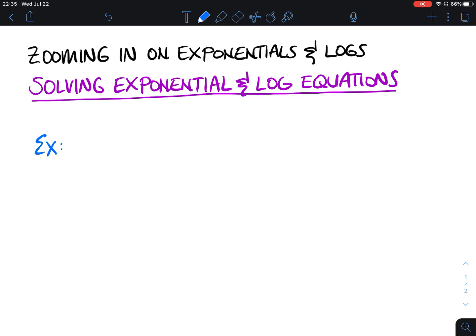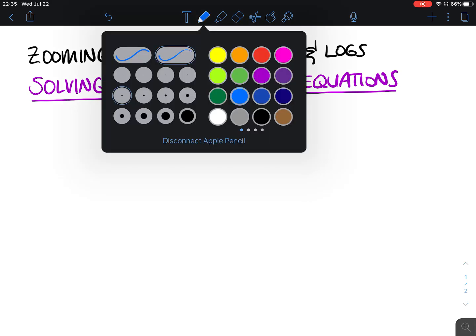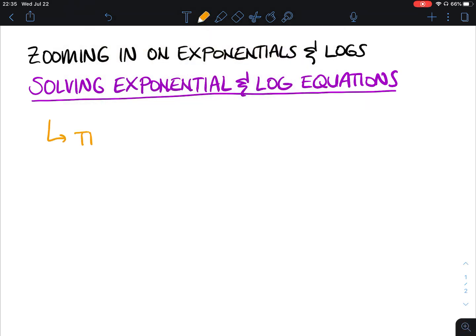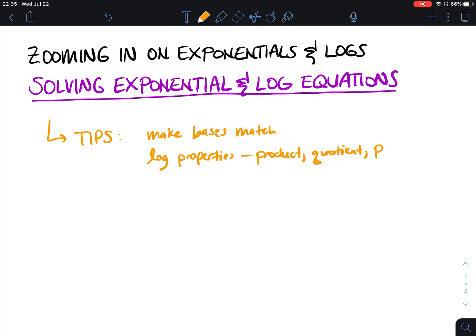Maybe before I dive in, I'll share a couple of big picture tips, I guess you could say. Sometimes when we're solving, we can use making the bases match as a technique. So I'll start out with that technique. Sometimes we need to use log properties, and this will include things like the product, quotient, and power properties.